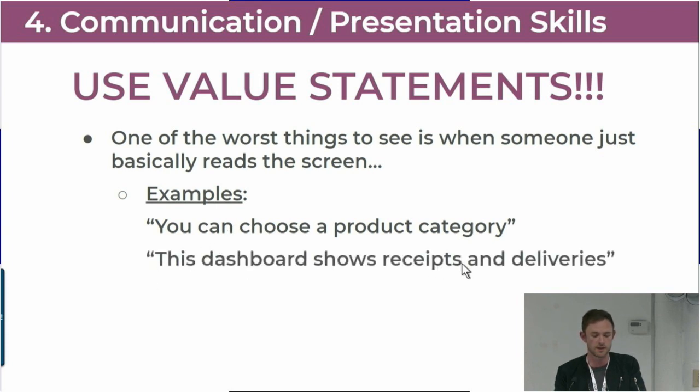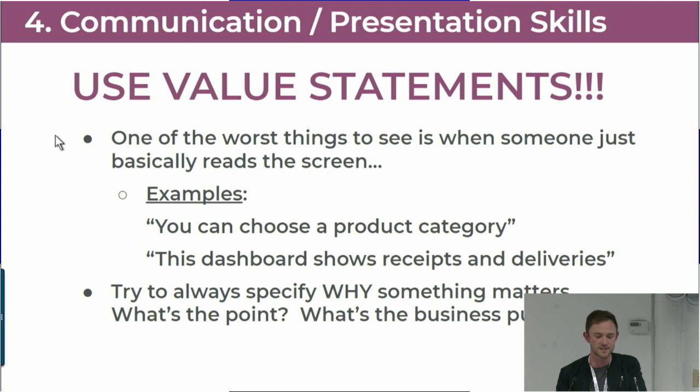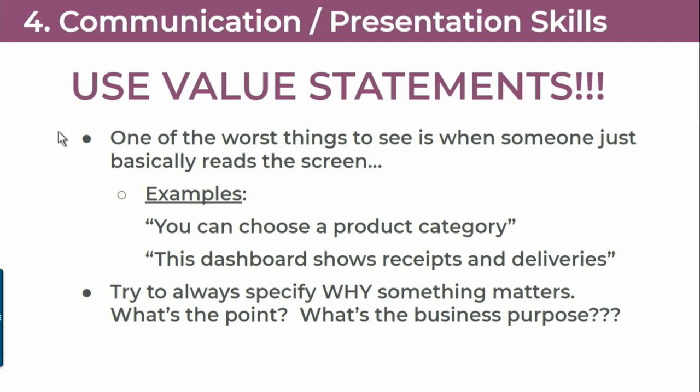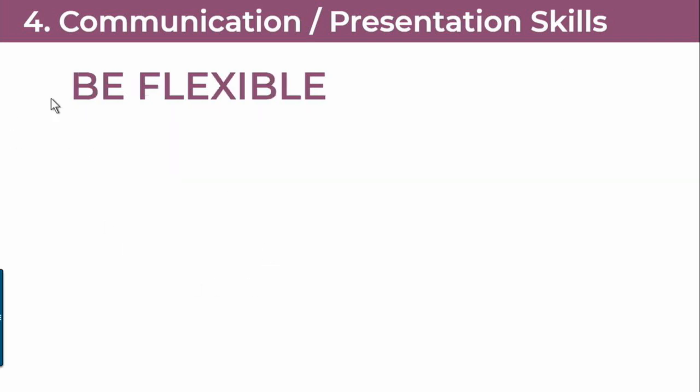If that's what they wanted, they could literally read documentation. Or you could say something like, if you're showing a dashboard for the first time for inventory, this dashboard shows receipts and deliveries. And then if they just move on from there, no, say something about it, say why. What I mean by value statements is always specify why it matters, why they should care. You don't have to sound desperate about it, but it's just, what's the point? What's the business purpose behind it? What's the logic behind what we're showing? We don't just have features because we want to have features, I hope.